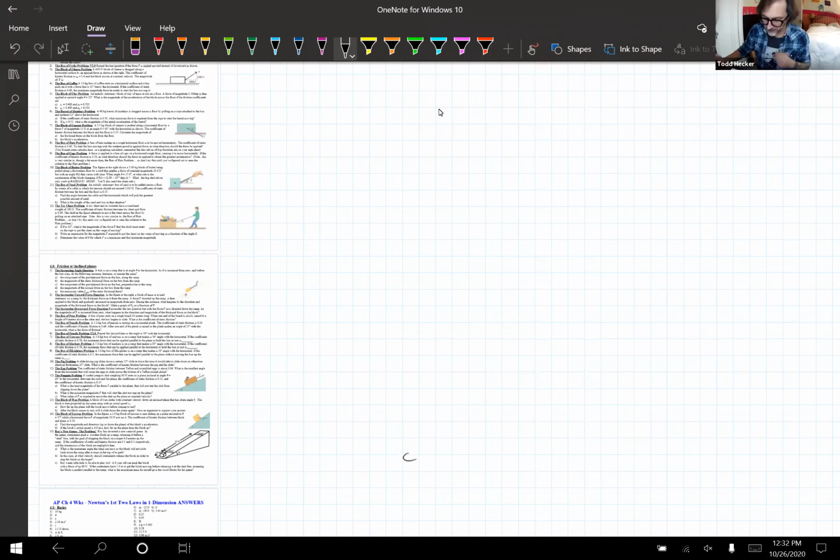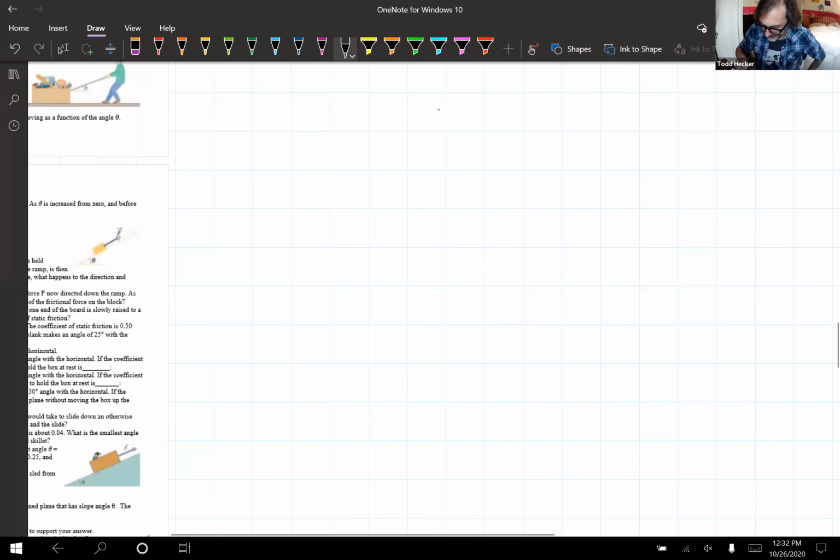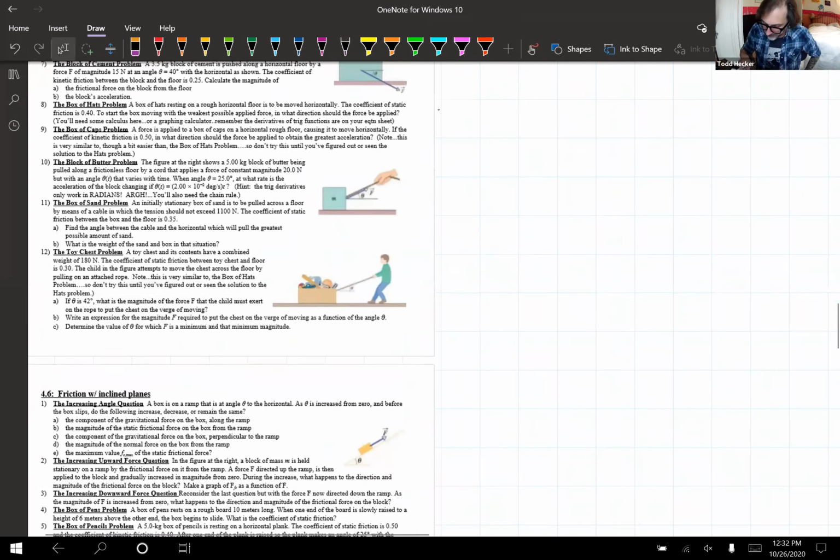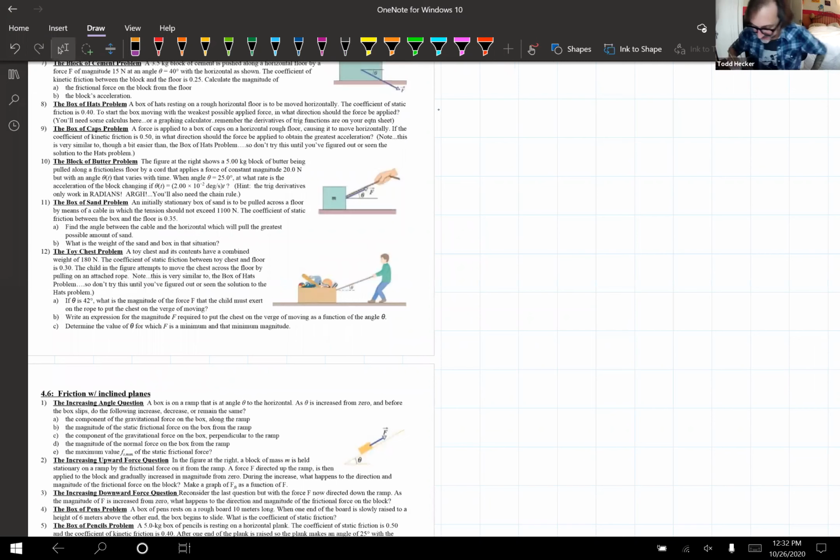Alrighty, so let's take a minute to run through this one. Apparently, whoever changed this problem forgot to update the answer key. So here we go. The toy chest problem.